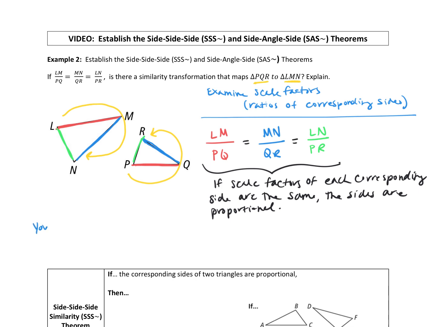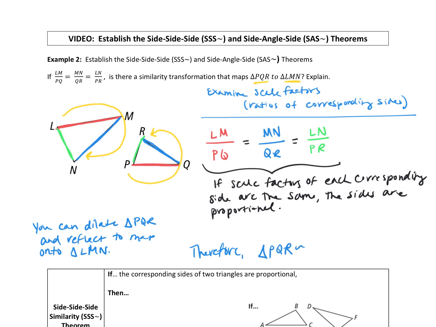So we can dilate because we have the same scale factors, those ratios of our sides. We're showing that the sides are proportional. So we can dilate triangle PQR and reflect to map onto triangle LMN. All right, so therefore, triangle PQR is similar to triangle LMN by the side-side-side similarity.